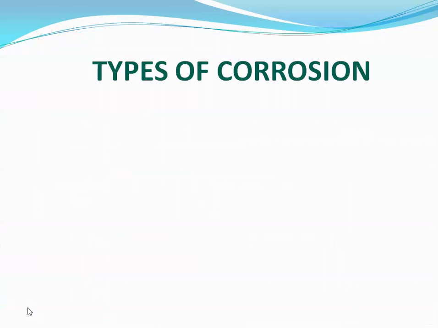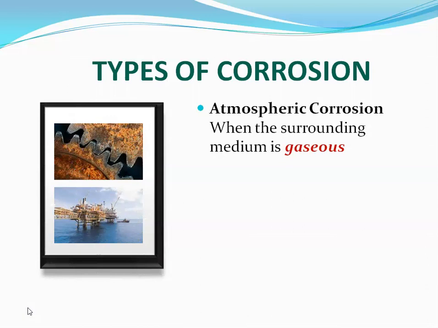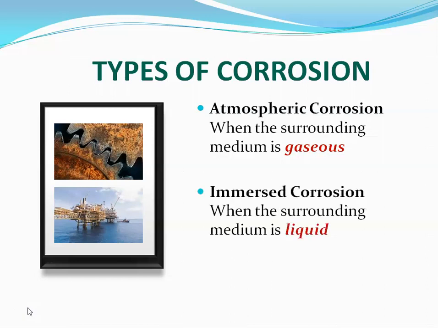But before we do bimetallic corrosion, we will revise what is corrosion and what are the types of corrosion. Corrosion is of two types depending upon the surrounding medium. When the surrounding medium is gaseous, we call it atmospheric corrosion. And when the surrounding medium is a liquid, we call it immerse corrosion. Remember, the word immerse corrosion is used when any liquid is involved.